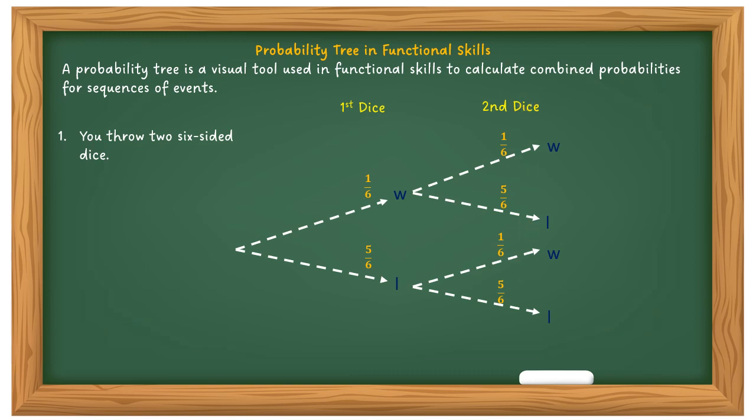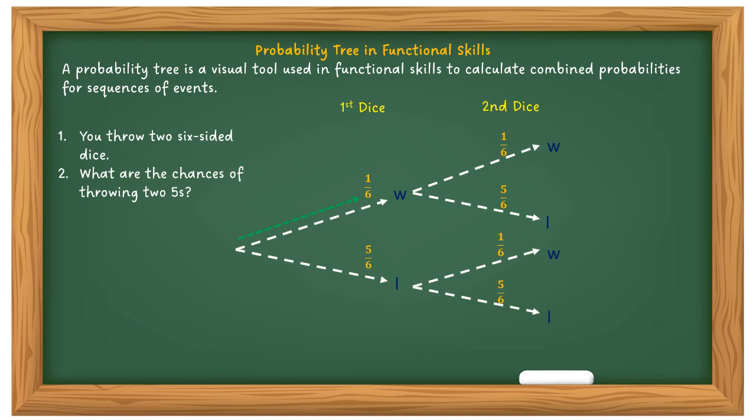So let me show you how it works. Now imagine you want to land a 5. When you throw it the first time, you have a 1 in 6 chance of landing a 5 and a 5 in 6 chance of not landing it. So this would be a winning scenario, and this would be a losing scenario. Now this is known as the origin, where you start from. So if you take that route, it gives you a 1 in 6 chance.